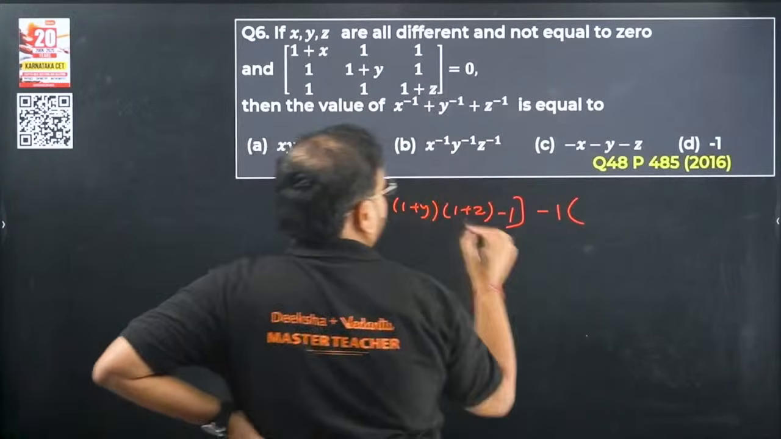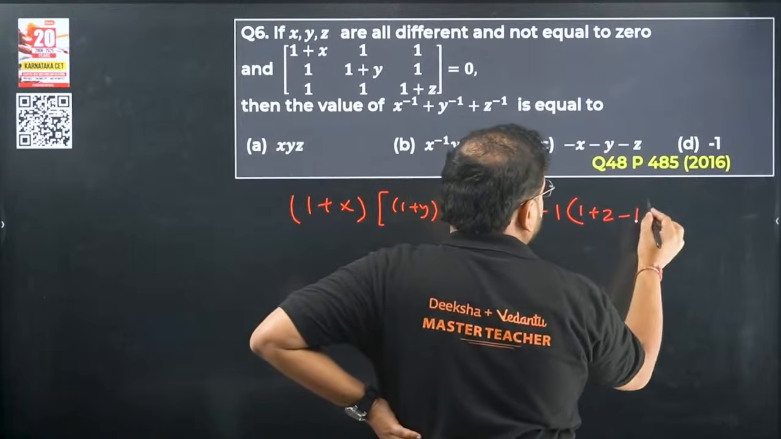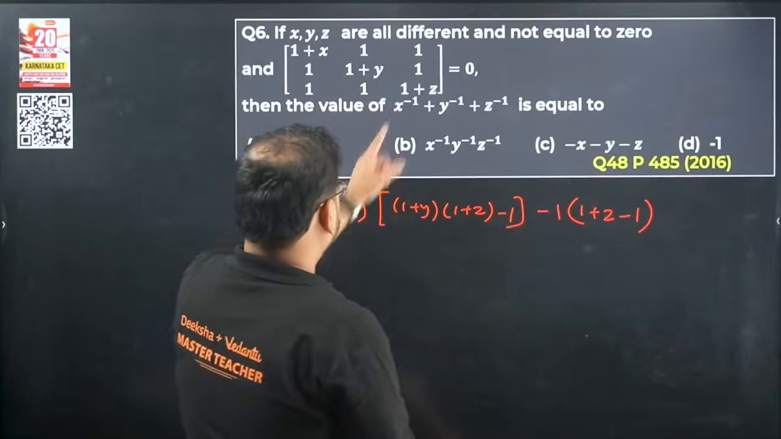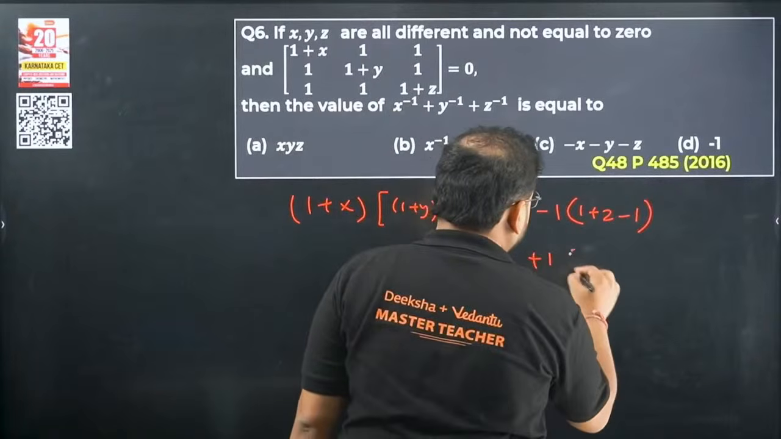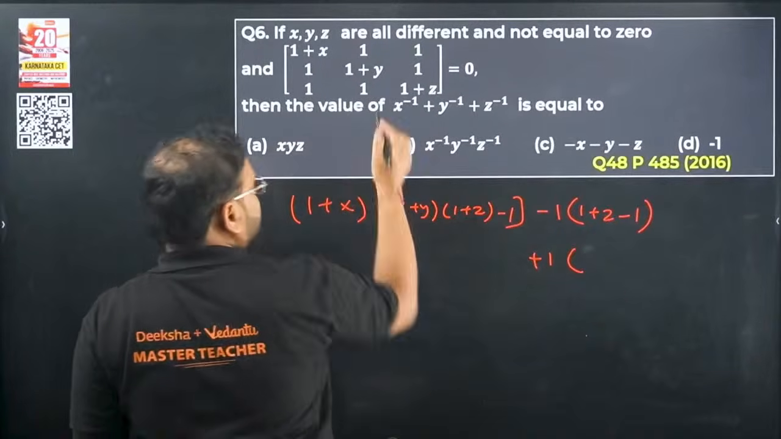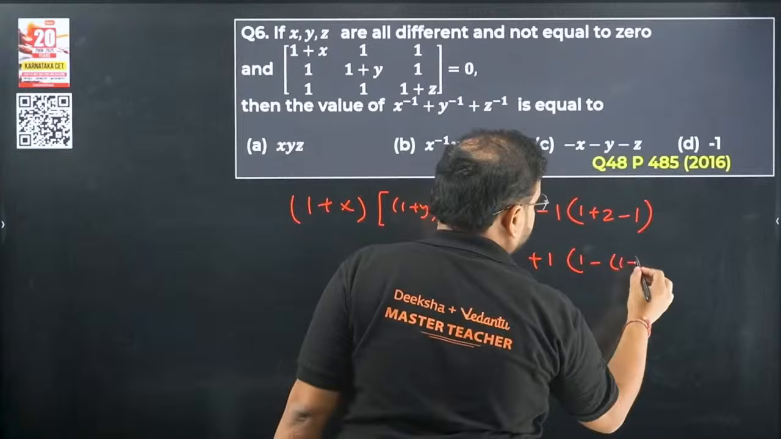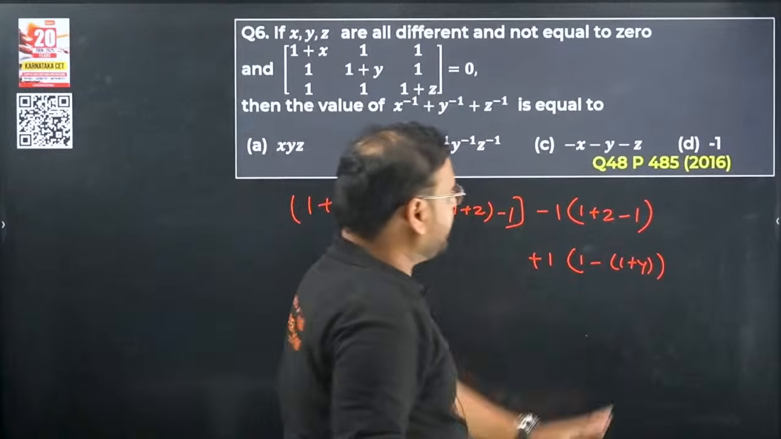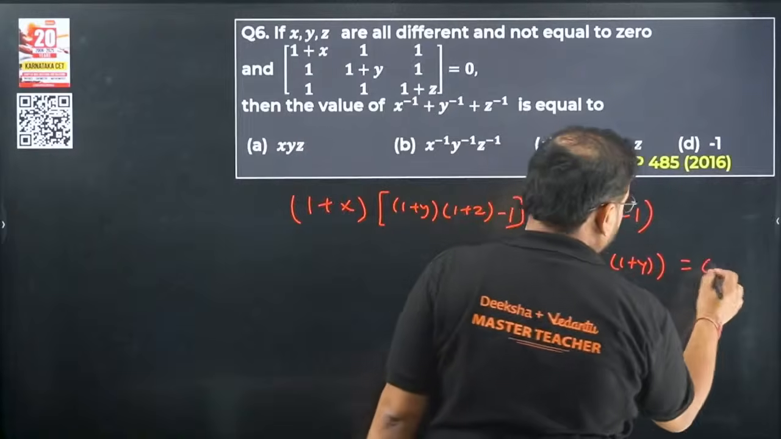1 plus z minus 1. Right? For this one, 1 plus z here and minus 1. Super. The last one, plus 1 we'll have. For the last one, 1 minus 1 plus y, or basically 1 minus 1 minus y equal to 0.